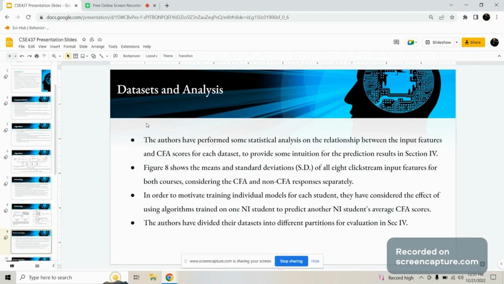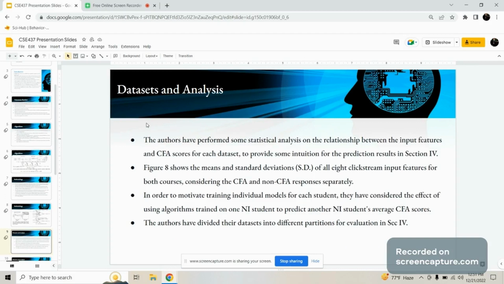The authors have performed statistical analysis on the relationship between the input features and CFA scores for each data set, and it provided some intuition for the predictor results in section 4, which is mentioned in the paper. Figure 8 shows the means and standard deviations of all 8 clickstream input features for both courses, considering the CFA and non-CFA responses separately.